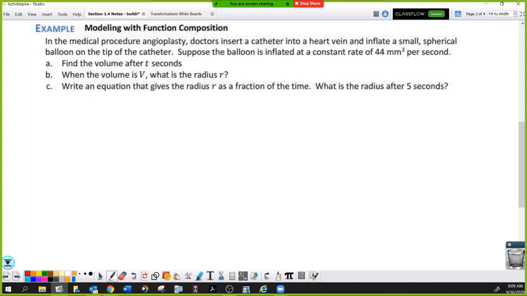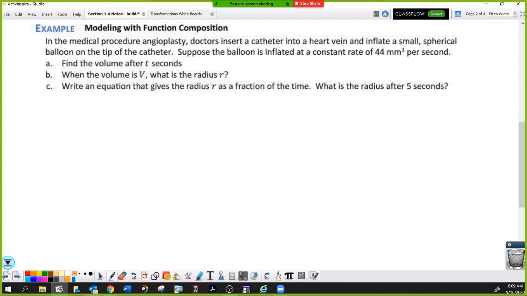Okay, time to model with composition. In the medical procedure angioplasty, doctors insert a catheter into a heart vein and inflate a small spherical balloon on the tip of the catheter. Suppose the balloon is inflated at a constant rate of 44 cubic millimeters, I almost said cubic meters, holy cow, 44 cubic millimeters per second.